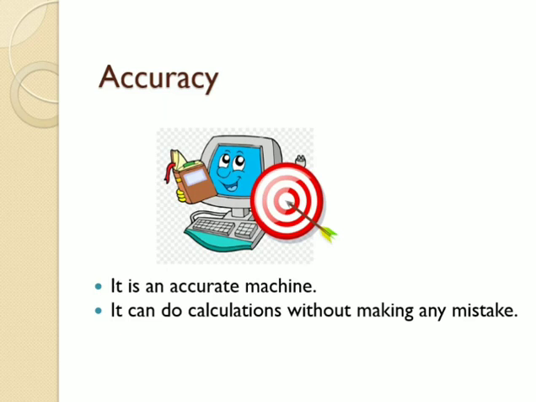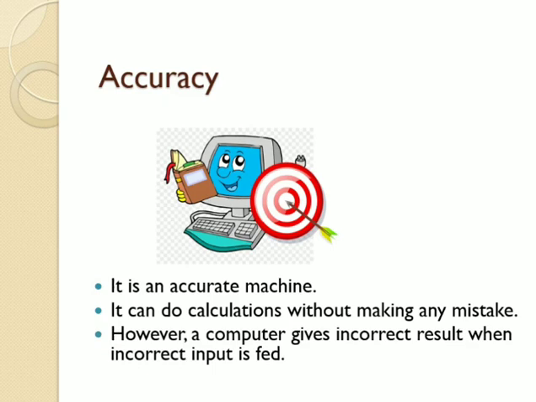See students, when we are doing some work, as humans we can make mistakes, but a computer is an accurate machine. It cannot make any mistake.